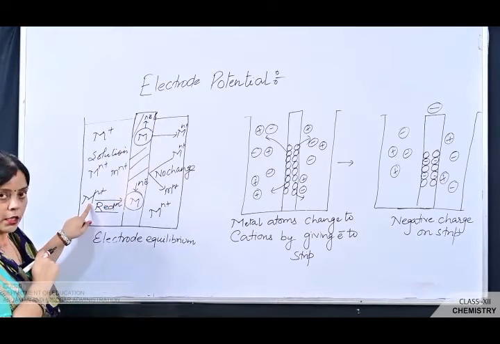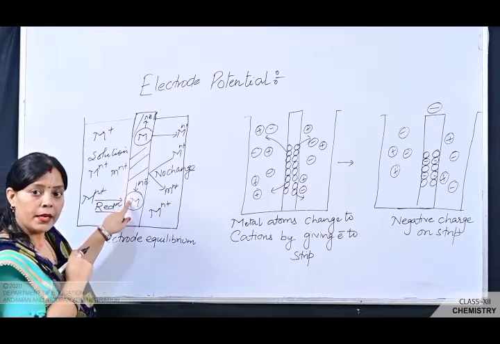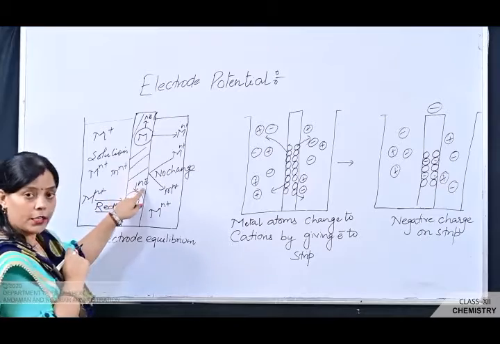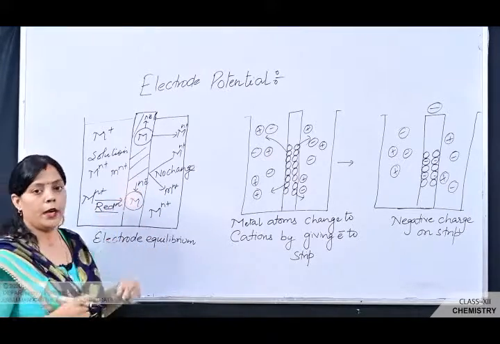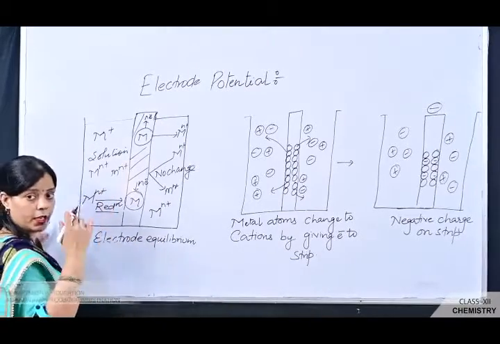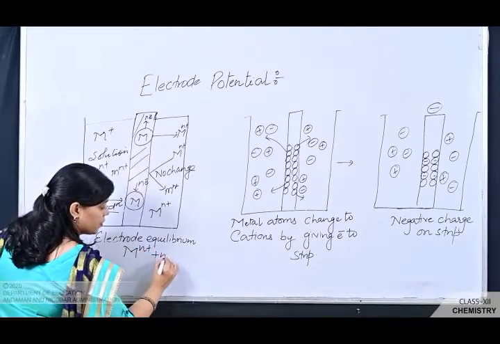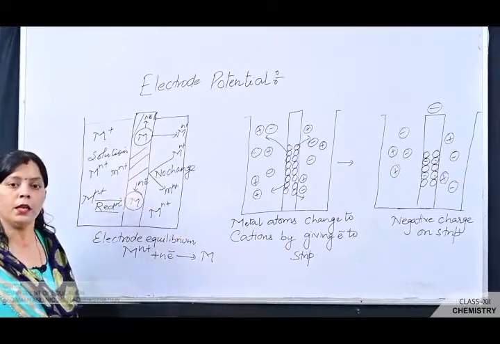The metal ion in the solution may collide with the metal strip, and it may gain n electrons. After gaining the n electrons, the metal ion undergoes the reduction reaction, which can be represented as the metal ion Mn+ plus n electrons converting into the metal atom M.